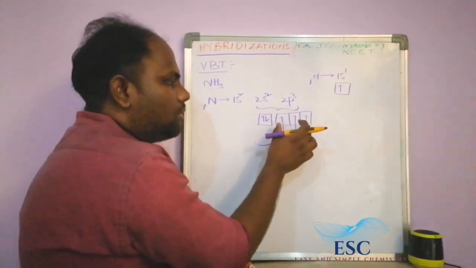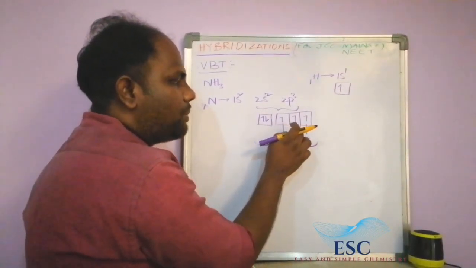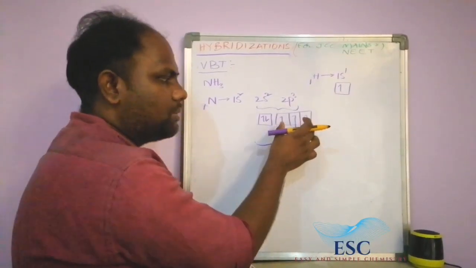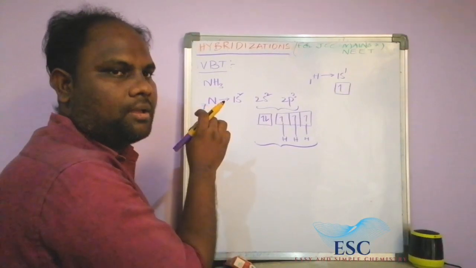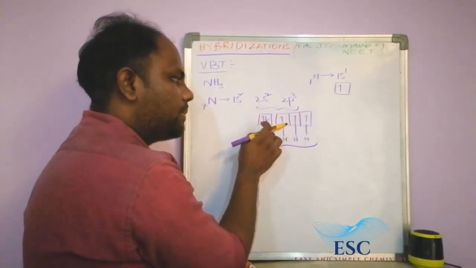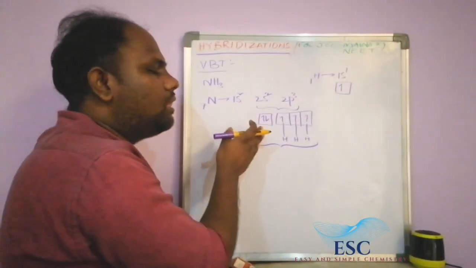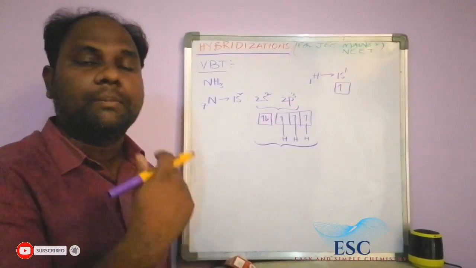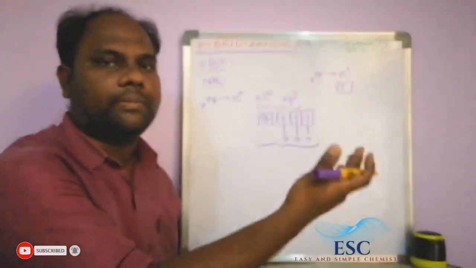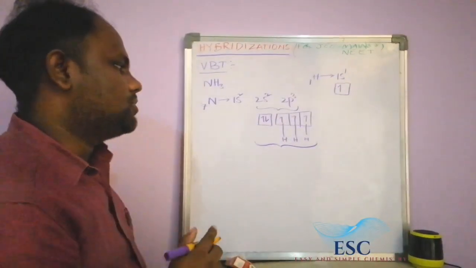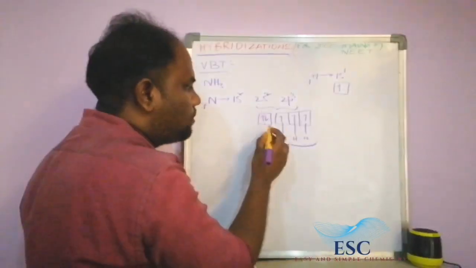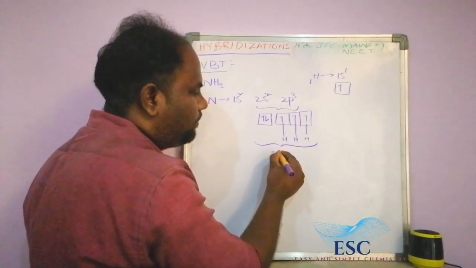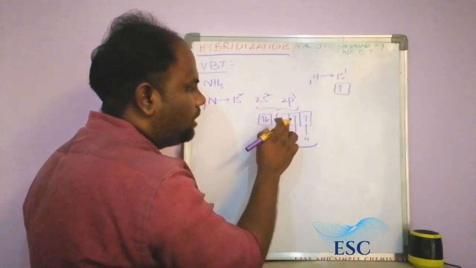But only the px, py and pz orbitals, these 3 orbitals, take part in the bond formation, not the 2s orbital. But we consider the 2s2 orbital also, because all the valency orbitals are involved in the hybridization. Remember, all the valency orbitals are involved in the hybridization. Now, how many s orbitals? Only 1 orbital. P3 orbitals: 1, 2, 3.